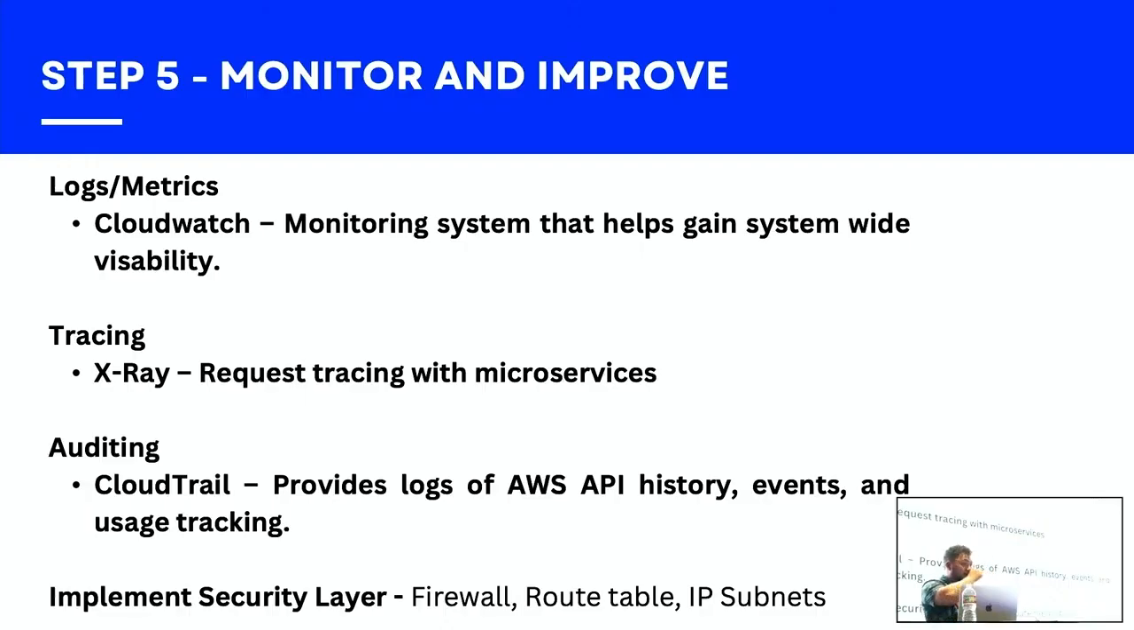Then AWS offers tracing with AWS X-Ray, which is basically tracing requests to our microservices. Because there are many different parts of our architecture, being able to see what's happening within those microservices is super imperative so that our entire infrastructure works as needed.